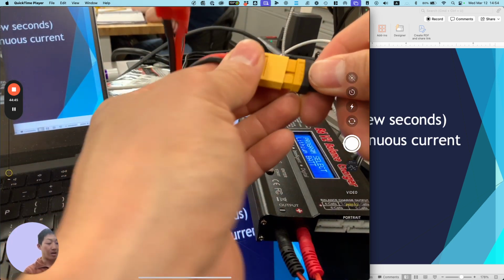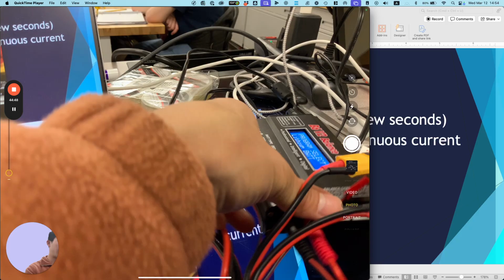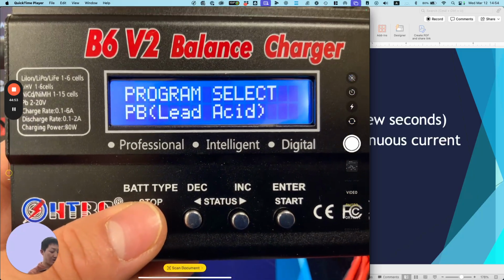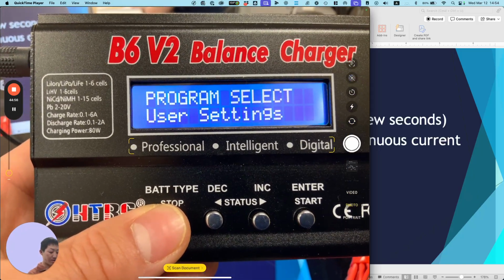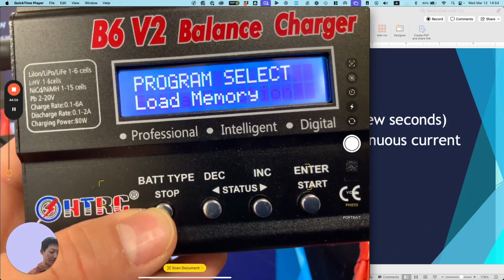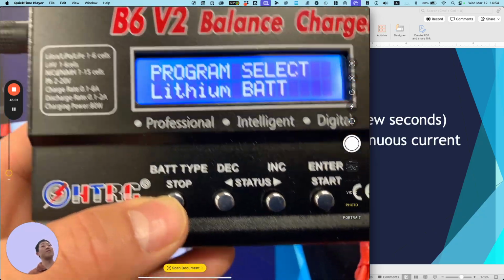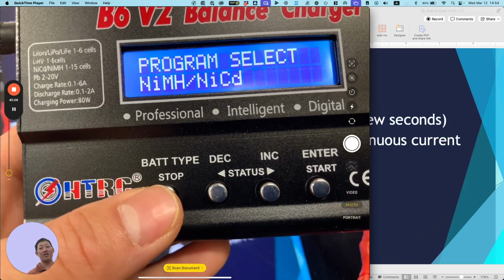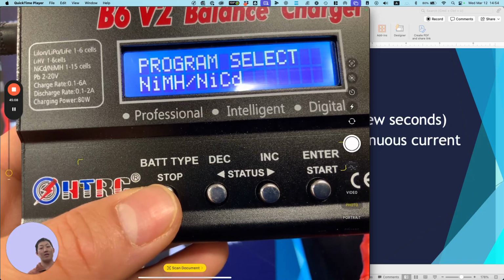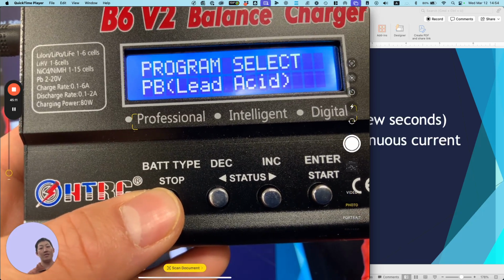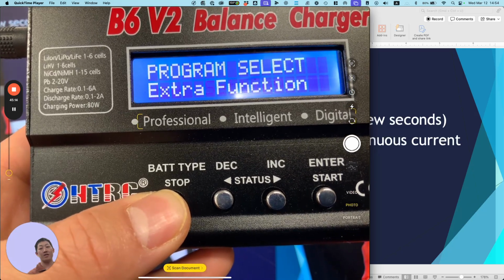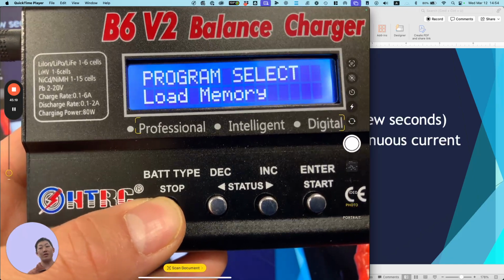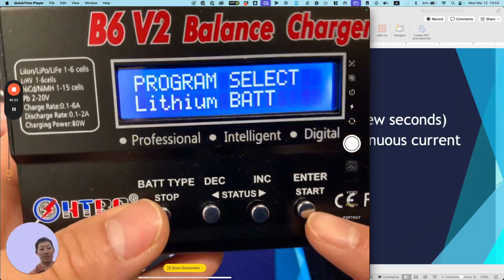Okay, if I just plug this in right here, we should actually be able to see the voltage, but we first have to select the proper chemistry. So I'm going to press battery type here and just cycle through. Lithium battery is our first option, which is the correct one, but I just want to show you the other ones. Next is nickel metal hydride or nickel cadmium, lead, and then these are other settings. So basically there are a few different types of chemistry you can choose. We're going to do lithium, so I'm going to press enter right here.